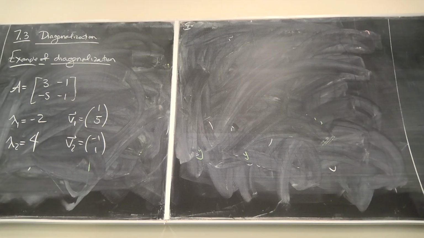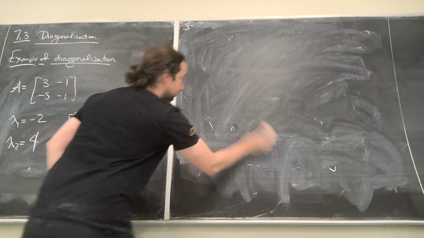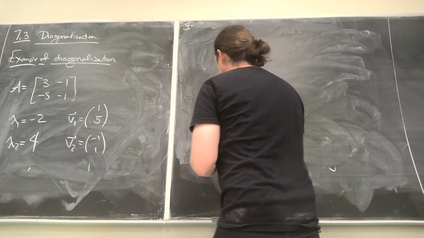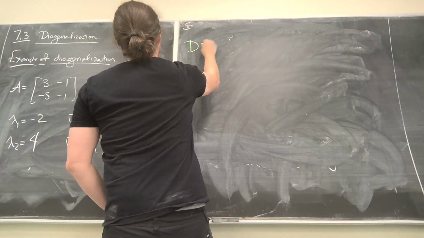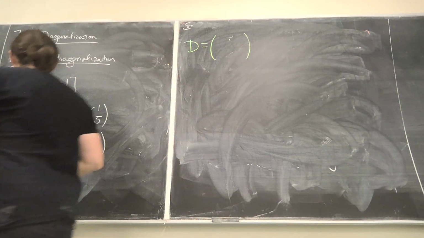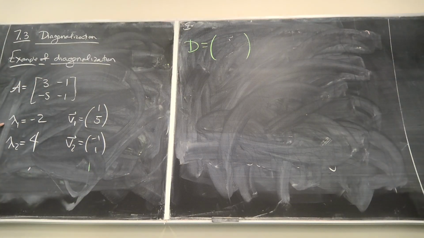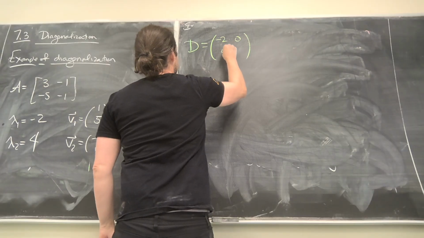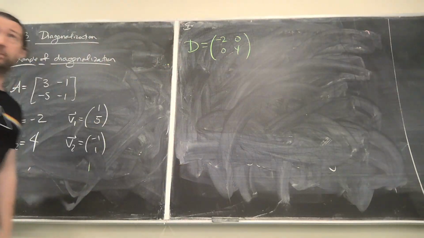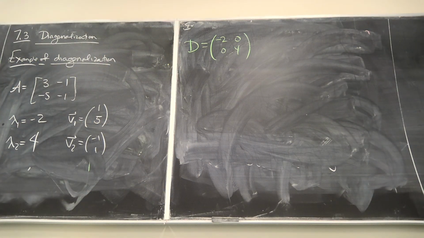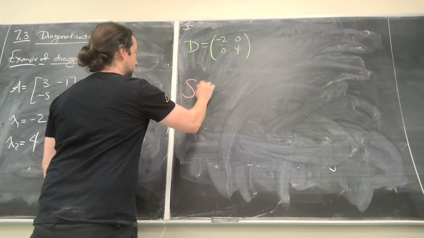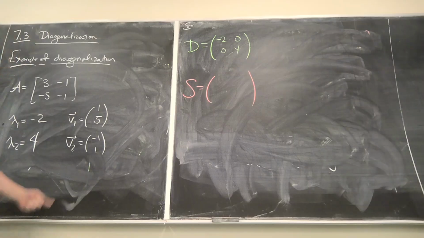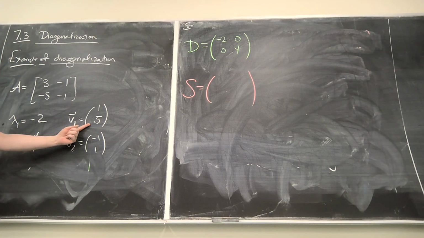So the point of everything that we're doing here is I can construct a diagonal matrix D by forming a diagonal matrix from the eigenvalues of A: minus 2, 0, 0, 4. And I can construct the matrix S by writing down the corresponding eigenvectors in the right places.